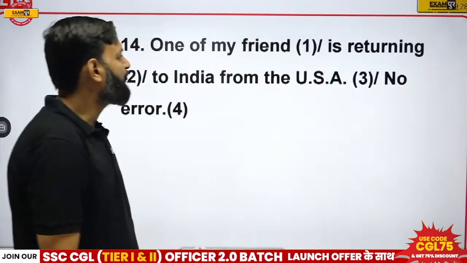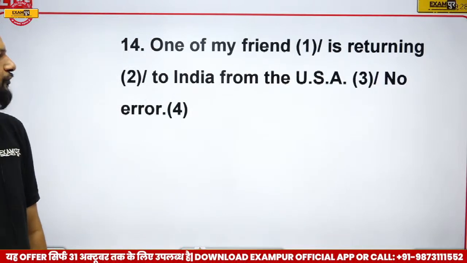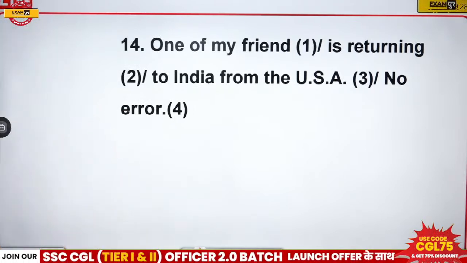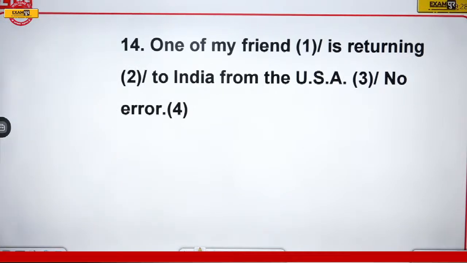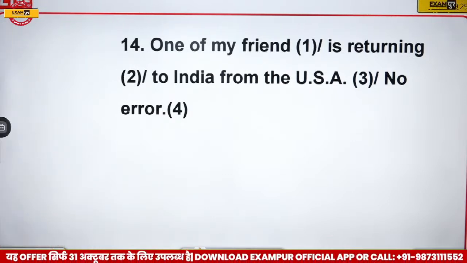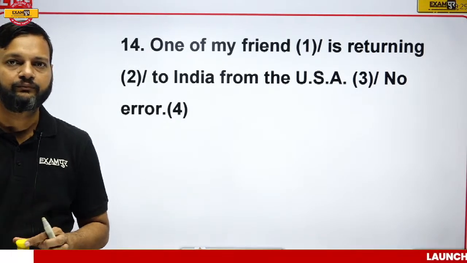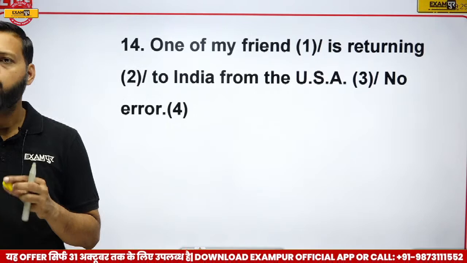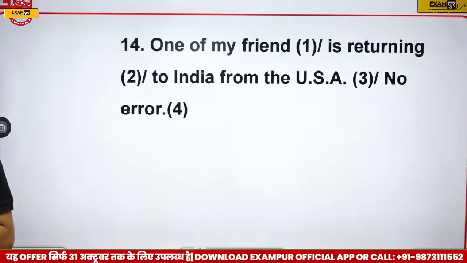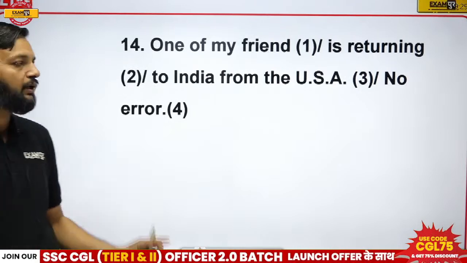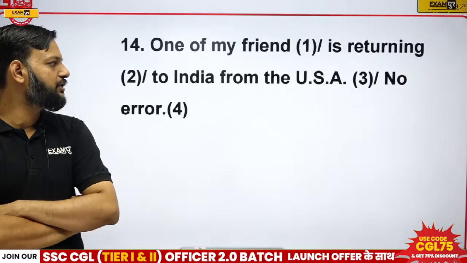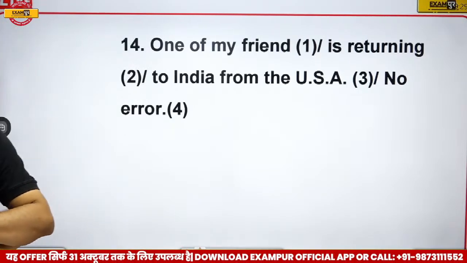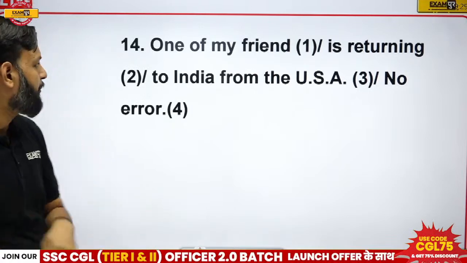Next one. One of my friend is returning to India from the USA. Yes. Now, what is the error in this sentence? One of my friend is returning to India from the USA. What is the error in this sentence? Yes. Raju, Sanjeev, you are absolutely right.